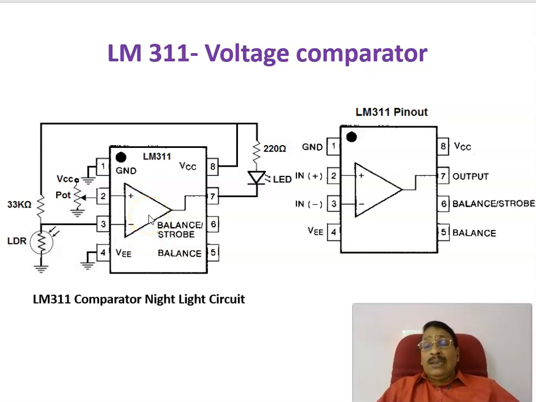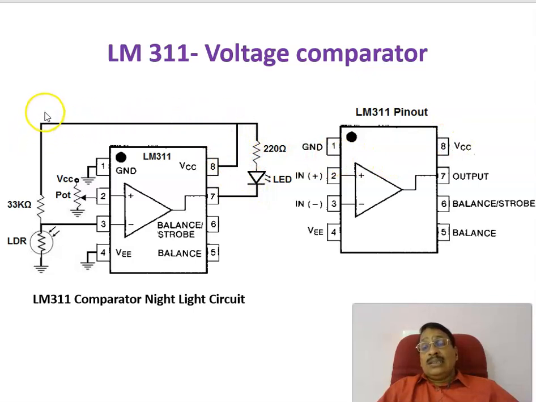Here, the inverting terminal is terminal 3 and the non-inverting terminal is 2. To the non-inverting terminal you apply a voltage from a potential divider, a potentiometer, connected from VCC. As you change it, you can calibrate the voltage at terminal 2. The other terminals: pin 1 is grounded, the output is obtained at pin 7, and at pin 8 you apply VCC.